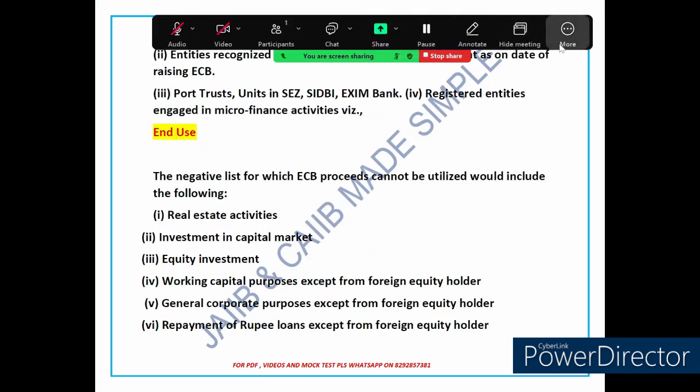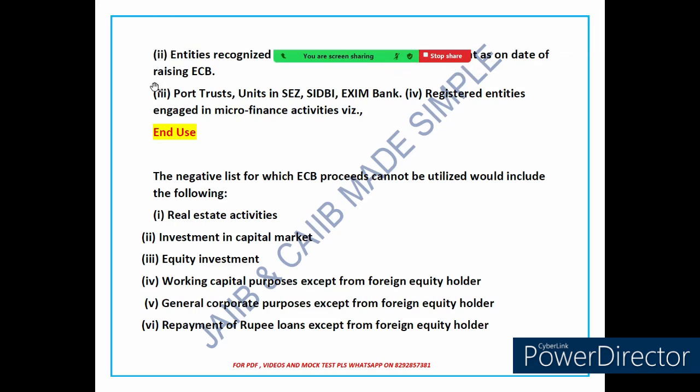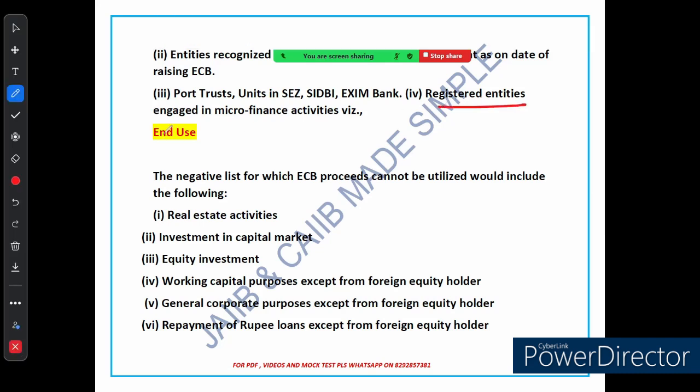Second on the list is startups. Startups recognized by the central government when they raise ECB. The next is special entities like Port Trust, Unit in Special Economic Zone, SIDBI, Exim Bank, etc. And finally, registered entities engaged in microfinance activities. So basically this means that certain companies and financial institutions in India, including startups and microfinance organizations, can borrow money from abroad using ECB.